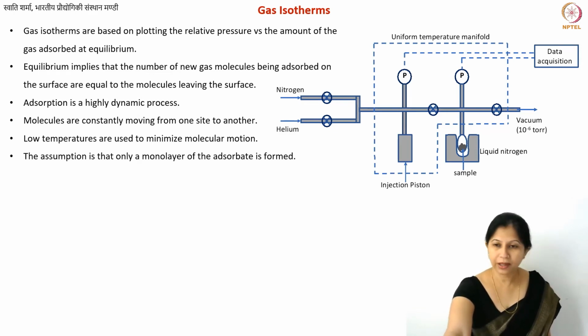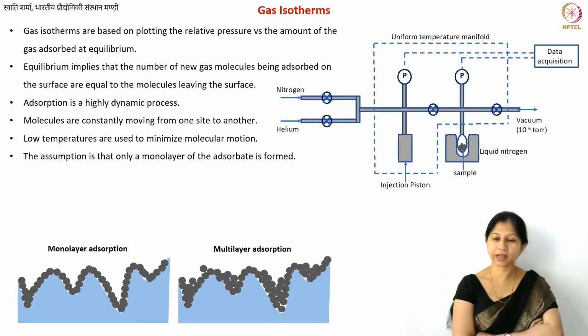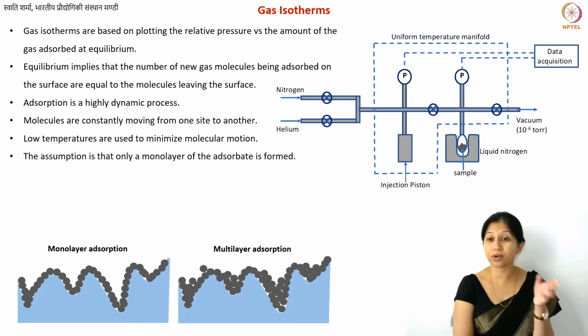One more important thing is that, if you remember, we talked about monolayer and multi-layer adsorption, I think in the activated carbon lecture. What is monolayer adsorption? From this picture it becomes clearer that you have only a single layer of gas molecules adsorbed on top of your surface. But will that always happen? Well, that is the ideal case, and that is the assumption that we have made.